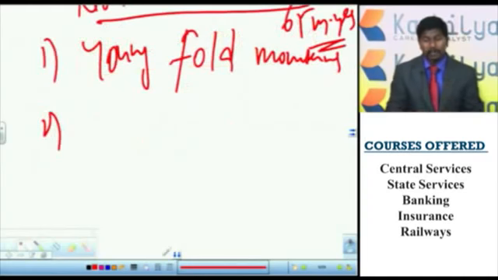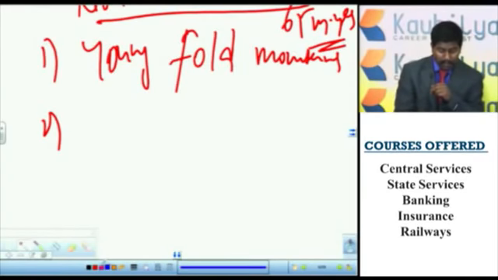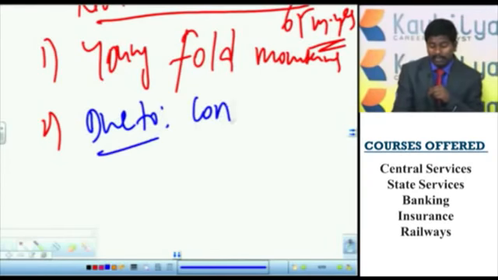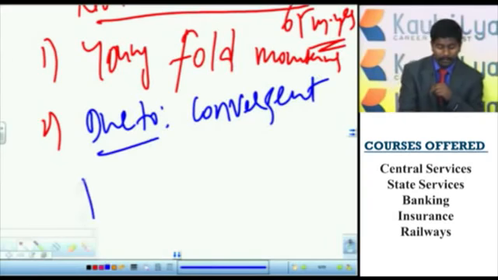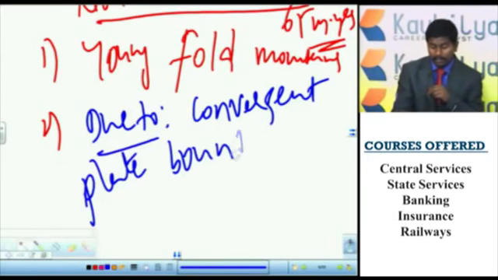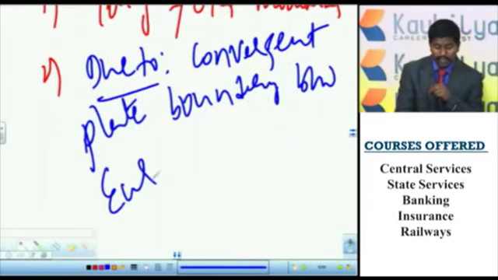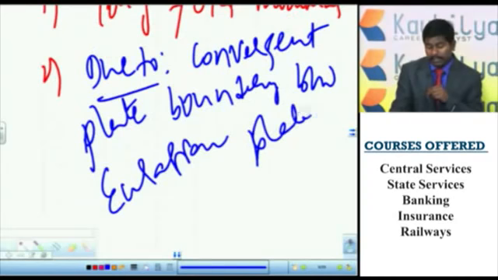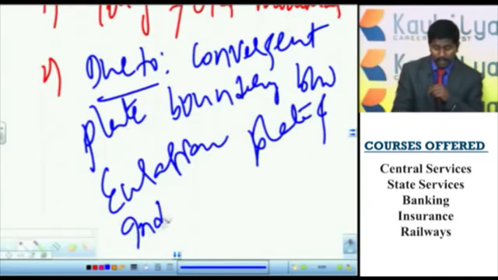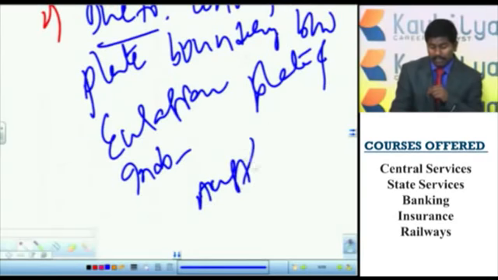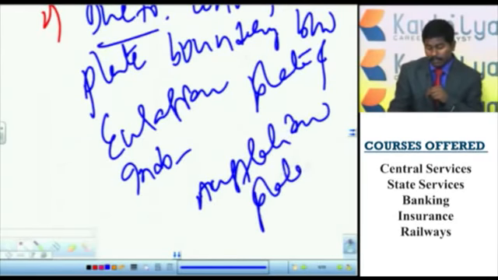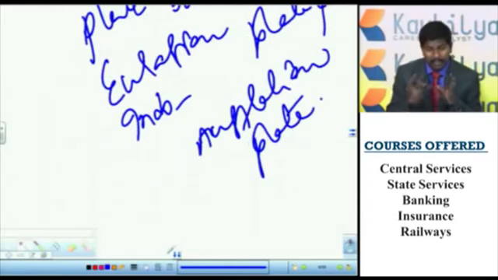These northern mountains are formed because of the convergent plate boundary between the Indo-Australian plate and the Eurasian plate. So the northern mountains are formed due to the convergent plate boundary between the Eurasian plate and the Indo-Australian plate.